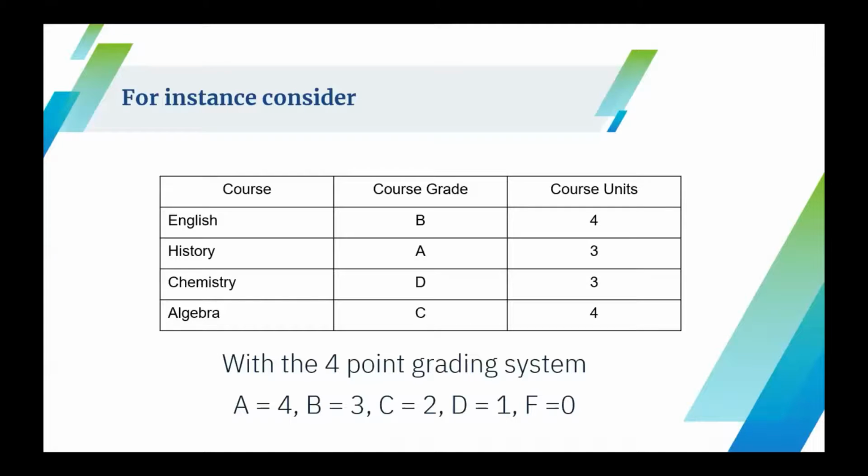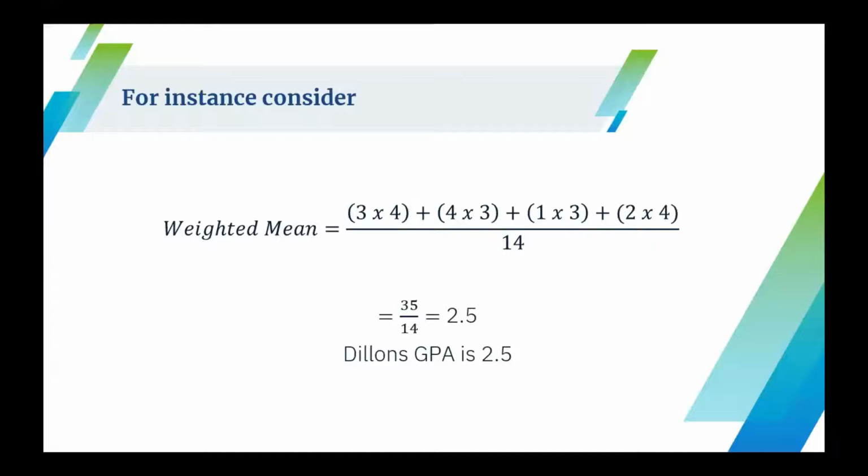The solution: the B in English is worth 3 points with a weight of 4. The A in History is worth 4 points with a weight of 3. The D in Chemistry is worth 1 point with a weight of 3. And the C in Algebra is worth 2 points with a weight of 4. The sum of all the weights is 4, 3, 3, and 4, which is equal to 14.